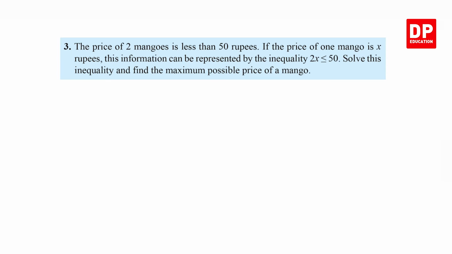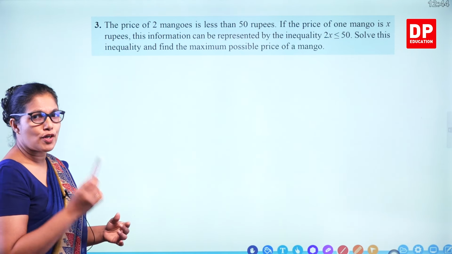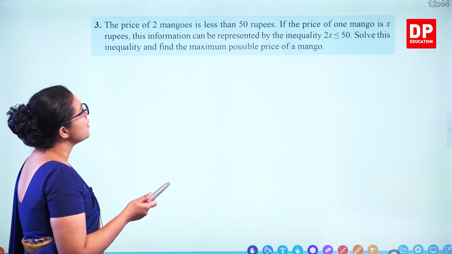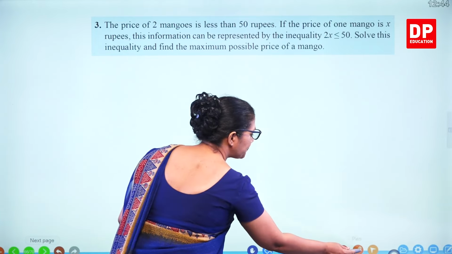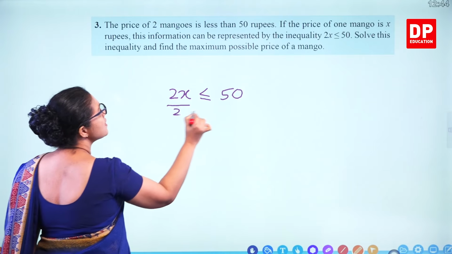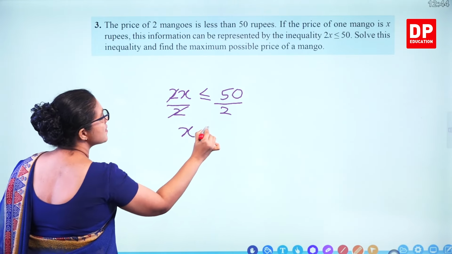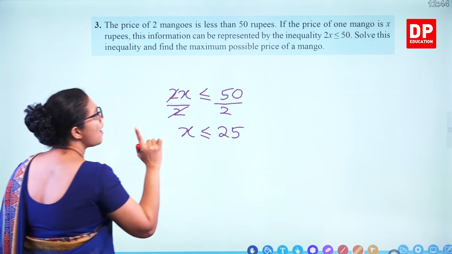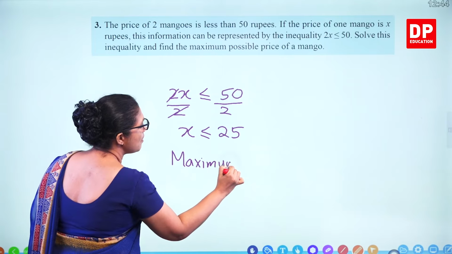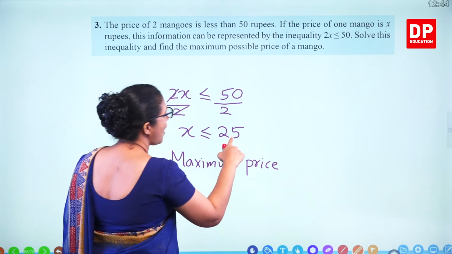The price of 2 mangoes is less than or equal to 50 rupees. If the price of 1 mango is x rupees, this information can be represented by the inequality 2x less than or equal to 50, because 1 mango is x, 2 mangoes 2x. Solve this inequality and find the maximum possible price of a mango. 2x less than or equal to 50. Divide both sides by 2. X is less than or equal to 25. So what's the maximum price? Maximum price is 25 rupees.